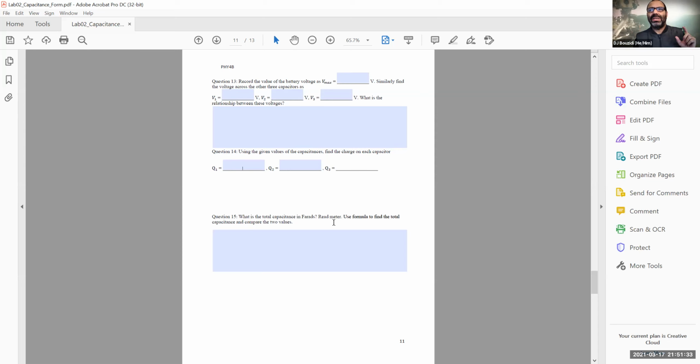Now, what is the total capacitance in farad? Read the meter, use the formula to find it. So you have two ways now to find that, okay?